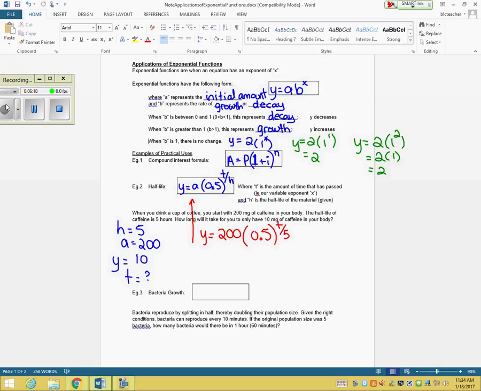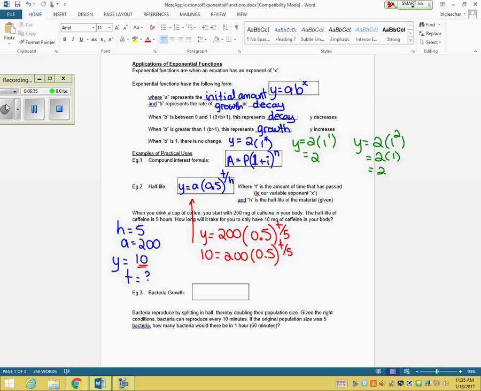And I want to know what T would be when Y is 10. So I'm going to sub that into my equation. 10 equals 200, 0.5 to the power of T over 5. But look at that. We've got an exponent of T that we want to solve for, but it's a fraction. It's in a complicated equation.